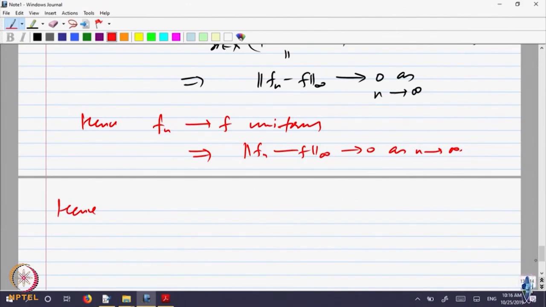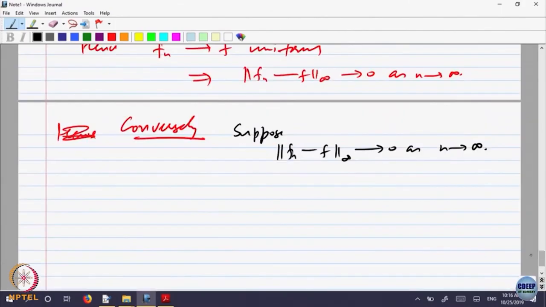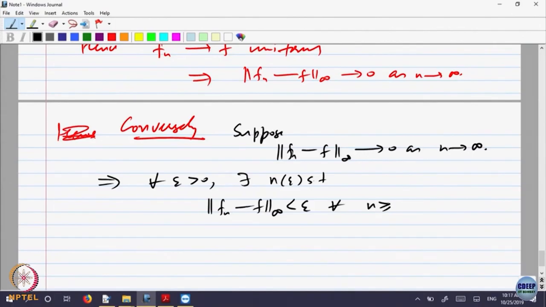So, let us look at, can I say the converse also holds? Conversely, suppose norm of f n minus f goes to 0 as n goes to infinity. Suppose that happens. Go back to the way we write epsilon delta if you like. That implies for every epsilon bigger than 0, there is a stage n epsilon such that norm f n minus f is less than epsilon for every n bigger than n epsilon. That is the meaning of saying something goes to 0.